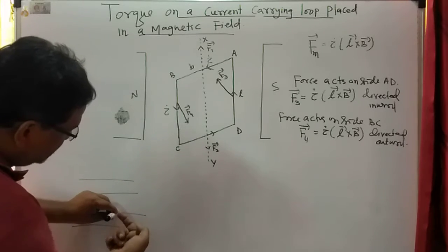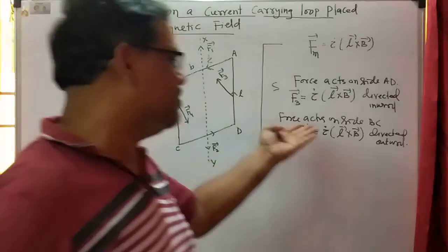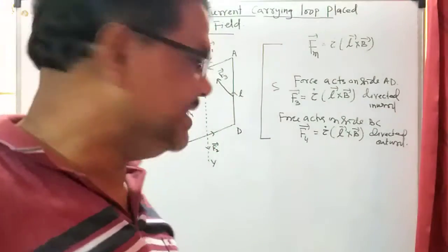The B vector is normal to the length. So directly you can apply Fleming's left hand rule in these cases.